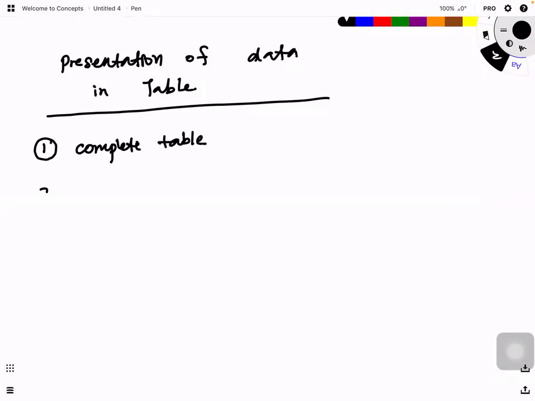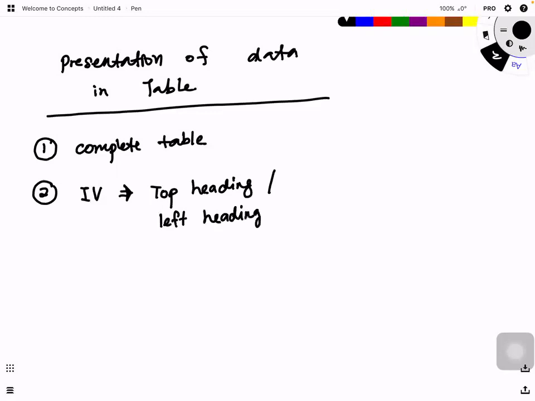Number two, your independent variable, which means what you determine first. Are you clear? For example, time is your independent variable. Then you measure how much volume you collected. So the independent variable, you must place either at the top heading or left heading. Are you clear? I will show you guys what is meant by top heading or left heading.